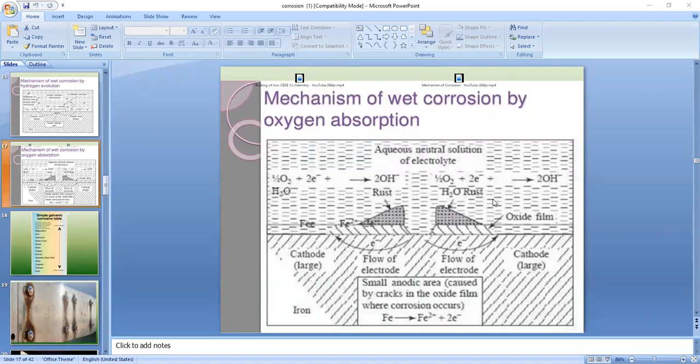The next thing, as I said, in the case of wet corrosion, they consume the electrons either by the liberation of hydrogen gas or absorption of oxygen. The previous topic which I explained was about the evolution of hydrogen gas. The next one is the mechanism of wet corrosion by the absorption of oxygen. Here we have taken an iron metal and that iron metal is being exposed to the atmospheric O2.